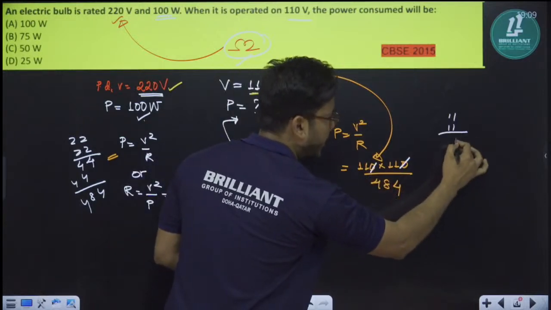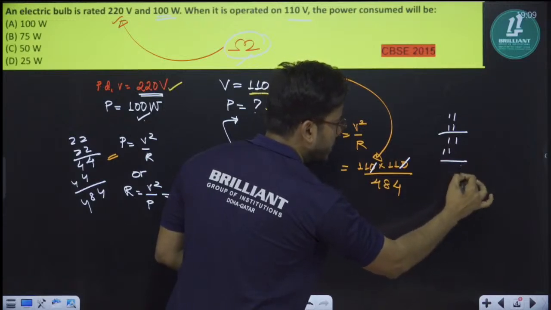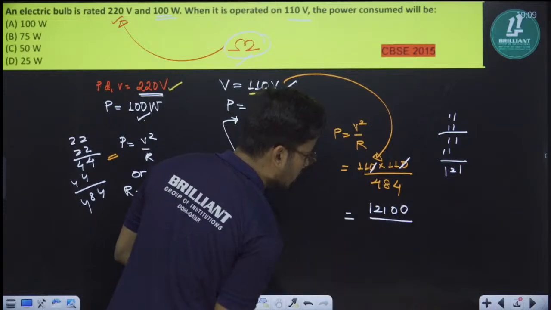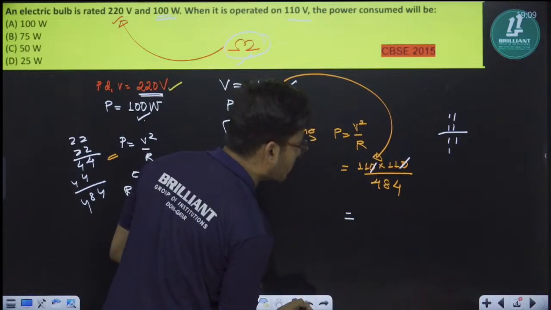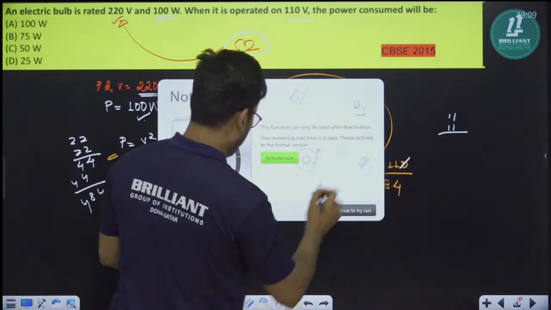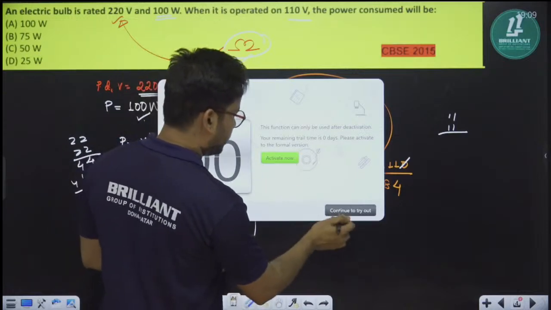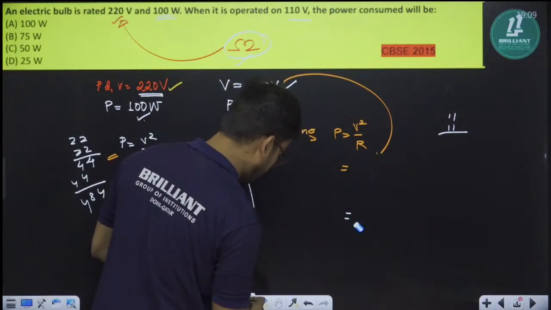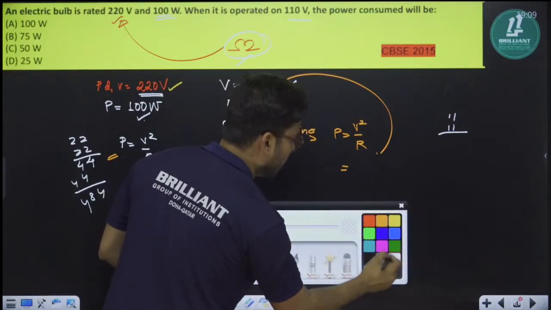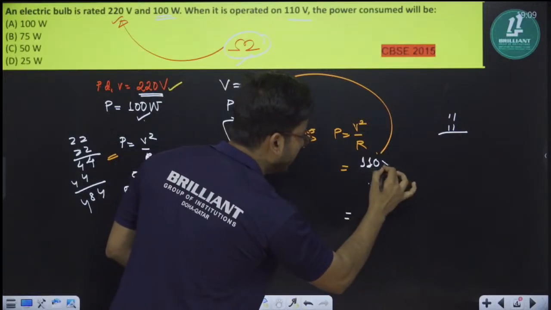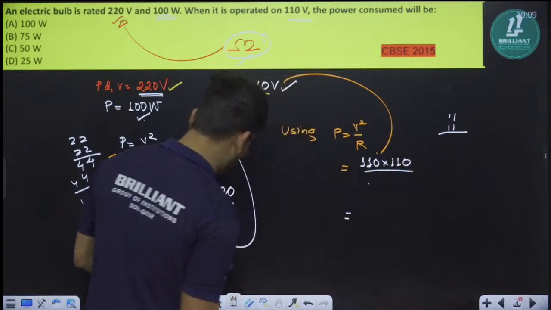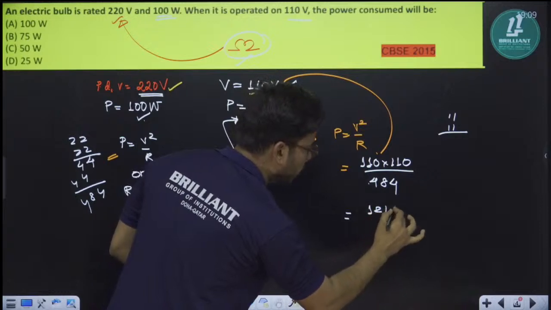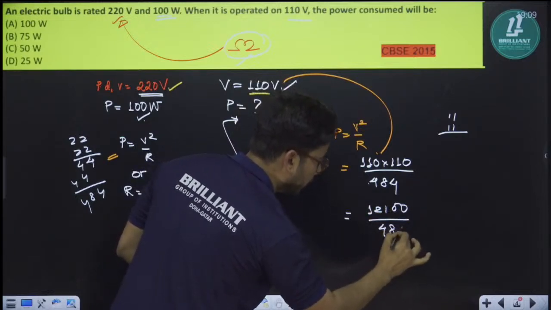You're going to multiply here, so 1 1 1 1, a very easy type of multiplication. So 121 and two zeros. Sorry, I made a small mistake over here. Give me some time. All right, so 110 into 110 divided by resistance 484. So this becomes 12100 divided by 484.